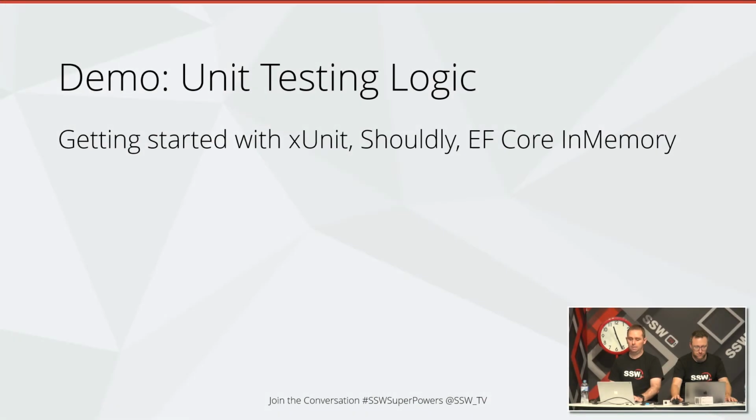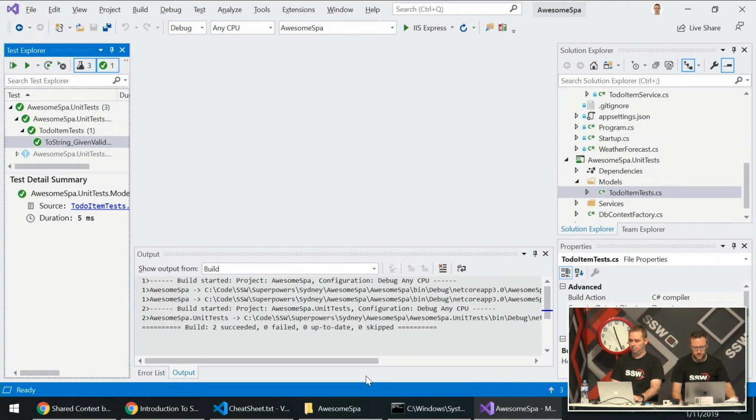So now we're going to have a look at testing logic, and we're going to look at using xUnit, Shouldly, and the EF Core in-memory provider. Now, with these examples, I've tried to keep them as simple as possible just to demonstrate the points. When you're looking for more complicated examples or more real-world examples, definitely take a look at the Clean Architecture solution, which we'll show you at the end of the day. It has a few more features in it, but this should help to see how it all fits together.